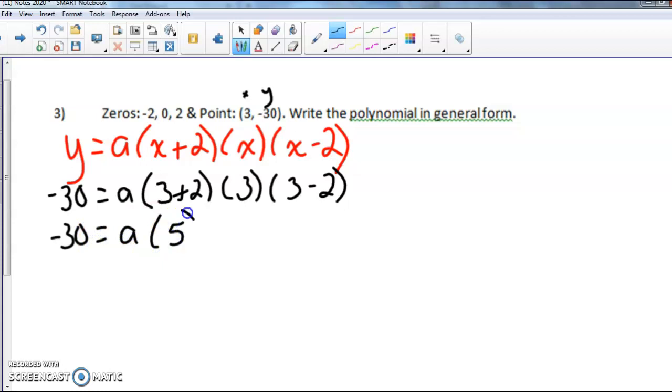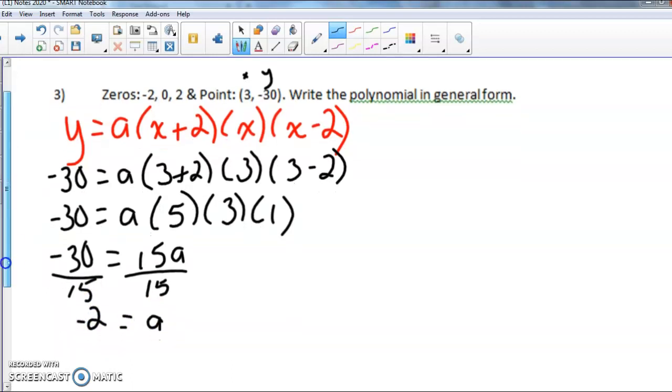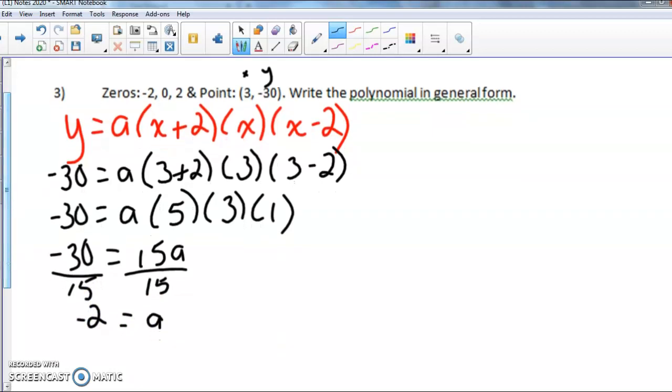Meaning 3 plus 2 is 5, then I have a 3. 3 minus 2 is 1. It's still about multiplying those things together, which gives me a positive 15. And still about finding a, which is negative 2.